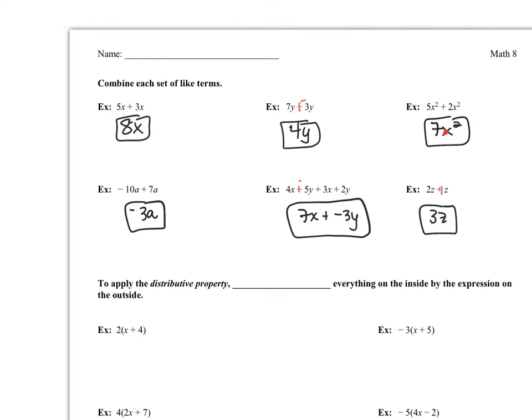So we have 7x squared here, negative 10 plus 7. Remember, we're going to keep the sign of the bigger number, which is negative, and subtract. That's where we get negative 3 from.